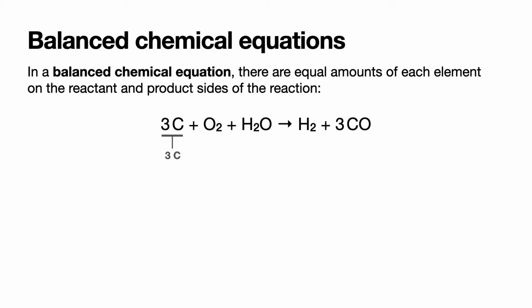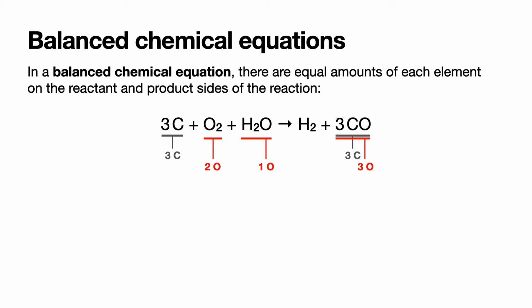On the right, on the product side, there are also 3 carbons. On the left, we've got 2 oxygen atoms in O2 and 1 oxygen atom in water. And then there are 3 oxygen atoms altogether on the right, on the product side. And so the oxygens are balanced.